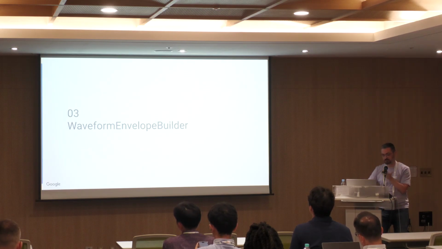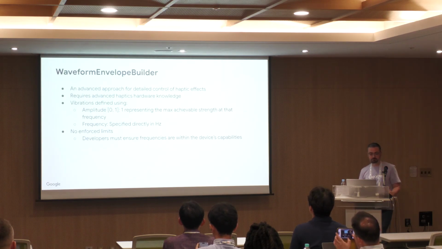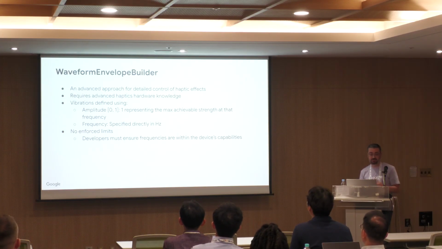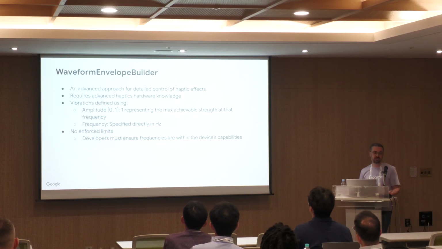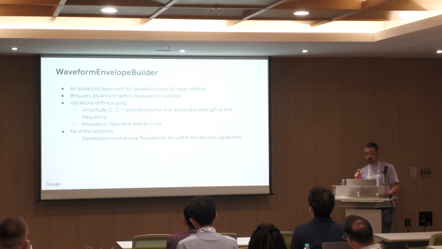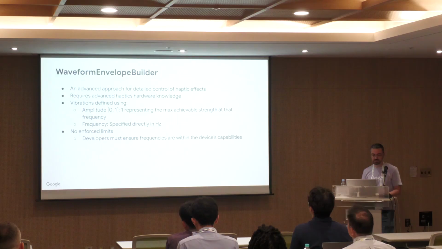So the second API, which we call the Waveform Envelope Builder, I might sometimes call it the Advanced API, but it's the same thing. It needs more knowledge of the hardware. It's an advanced approach to create these effects, and you create them by defining amplitude, which is between 0 and 1, and actual frequencies. So you just set the actual hertz value.